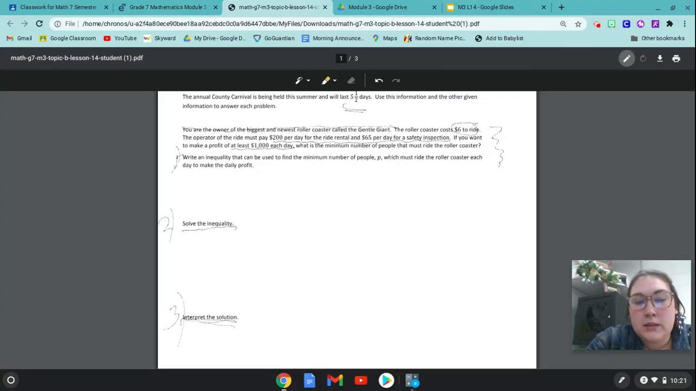So because this says each day, I don't need to multiply all of my numbers by 5.5 to represent the entire length of the carnival. I really can just figure out per day. So I know that our total has to be greater than or equal to $1,000. So I can start there. Well, what goes into that? Well, I know that there's $6 per ride. Well, I need to figure out the minimum number of people that must ride the roller coaster. So I'm going to have to go 6p. So $6 per person that rides the ride.